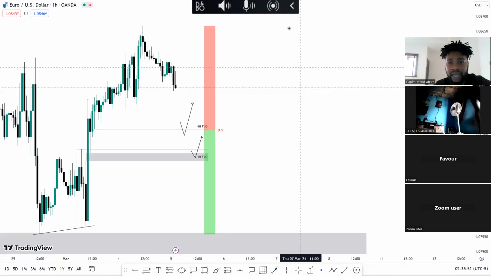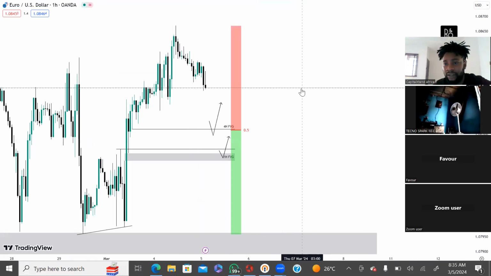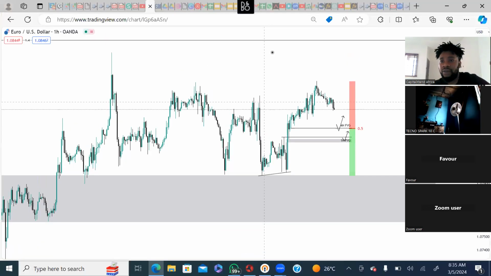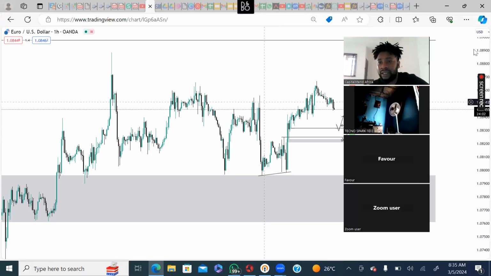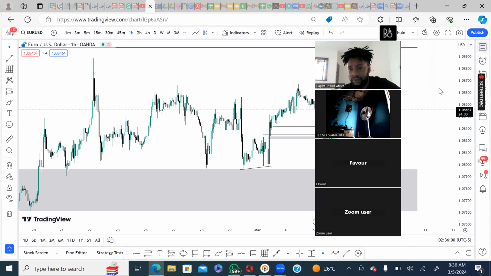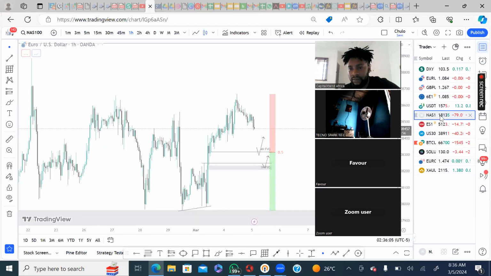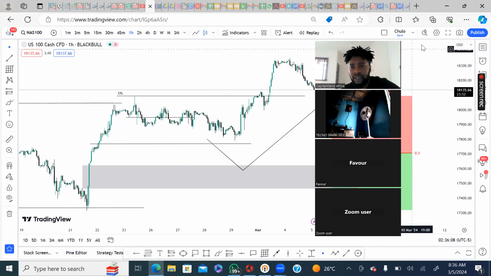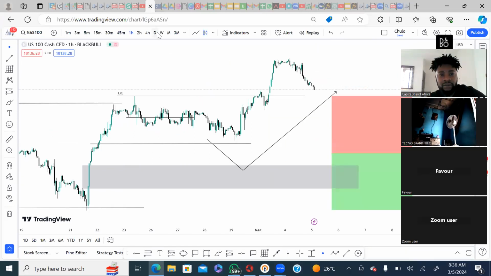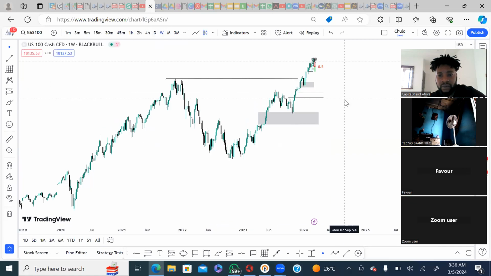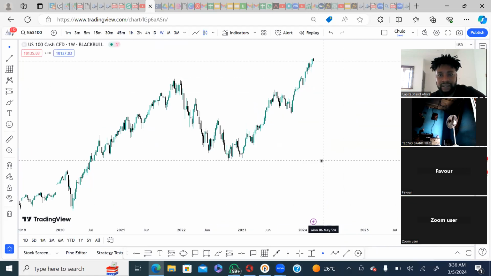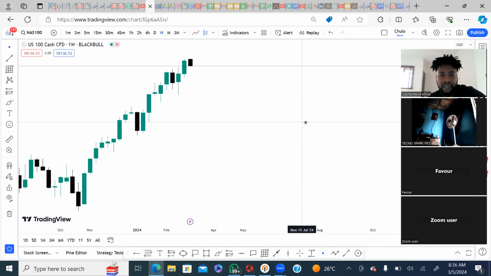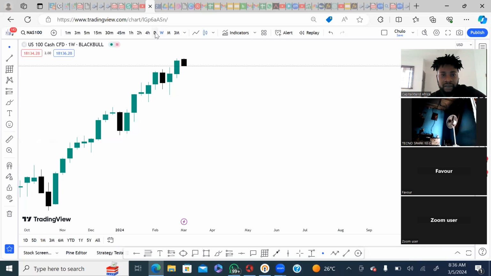So this is what I have for the dollar index and Euro USD. So let's quickly take a look at NASDAQ, S&P 500. I think I have to start from the weekly. So NASDAQ gave us an all-time high. This is the weekly time frame.